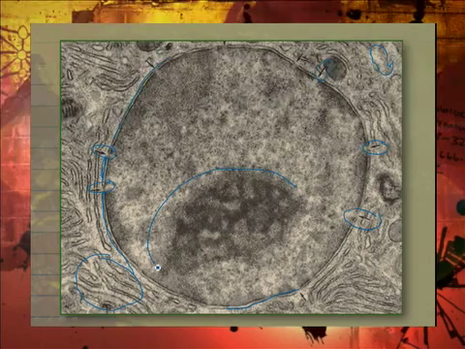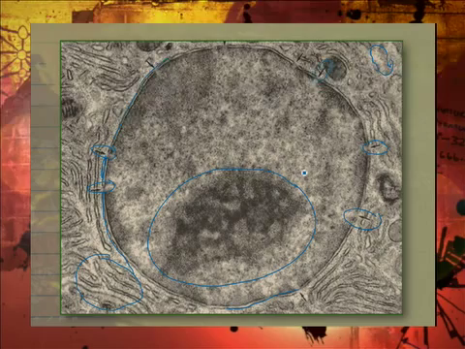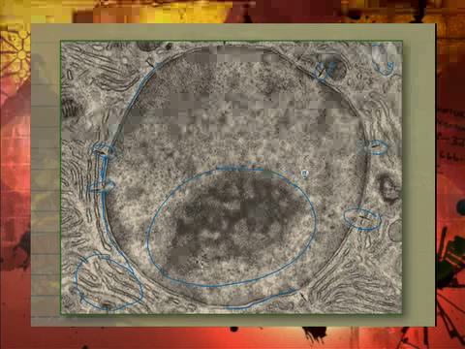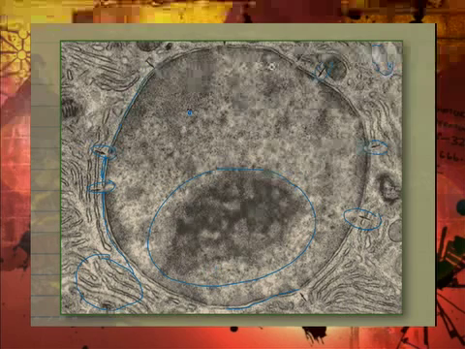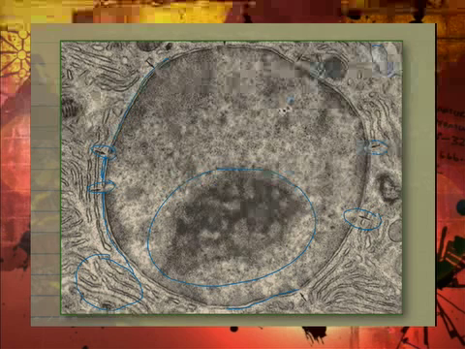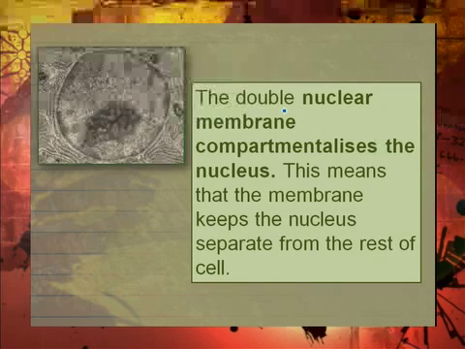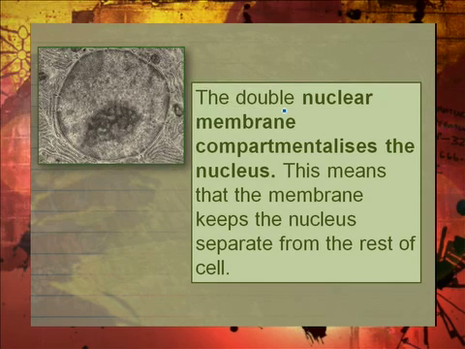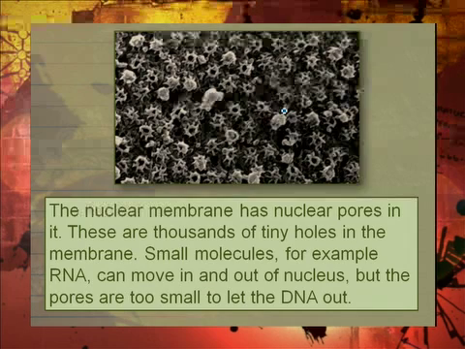Can you remember what this dark structure was called? That was the nucleolus. Don't get those two terms mixed up. The nucleus is the big main structure, and the nucleolus is this little part inside it. And then we've got this granular substance which is made up of the chromatin, all mixed in with the nucleoplasm. So that double nuclear membrane compartmentalizes the nucleus and keeps the nucleus separate from the rest of the cell.